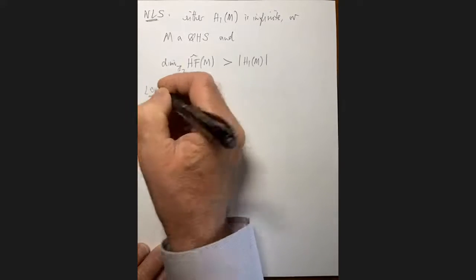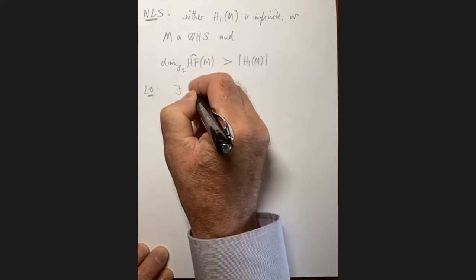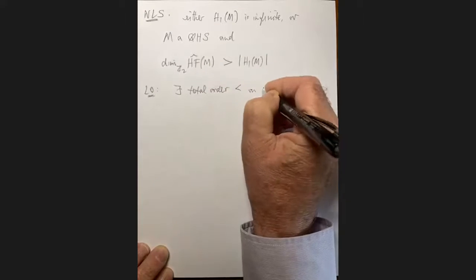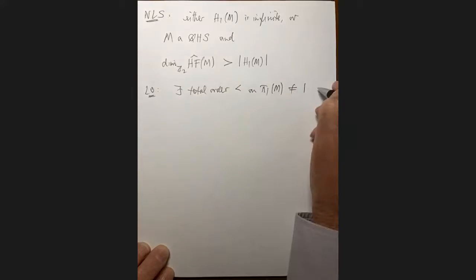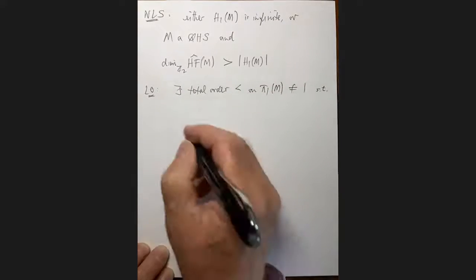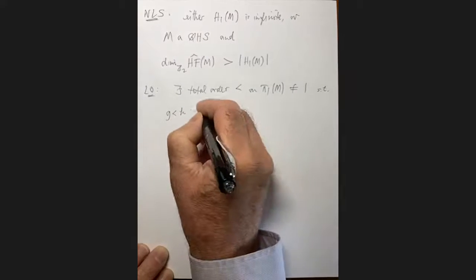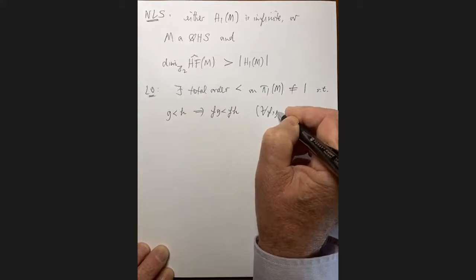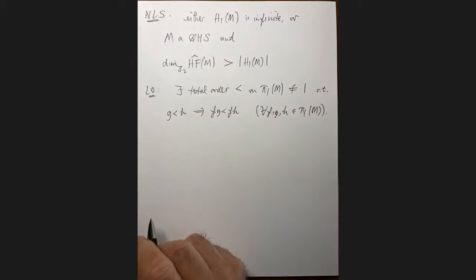LO, remember, says that the group pi1 of M is left orderable. That says that there's a total order on pi1 of M, and we'll assume that pi1 of M is not trivial, so M is not the sphere. This order is supposed to be invariant under left multiplication. That's the left part of the definition. So g less than h implies fg less than fh. So that's left orderable.